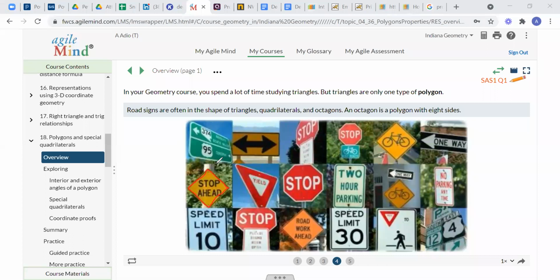What kind of special parallelogram is this? Yes, this is a rhombus. As you can see, your stop ahead symbol is a rhombus. Road work ahead too is a rhombus. Also a square that is a bit slanted. And the stop sign, it has eight sides.